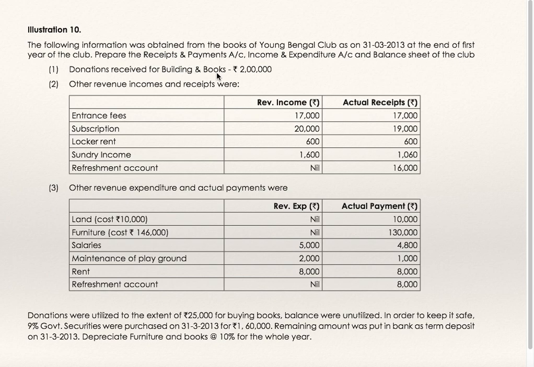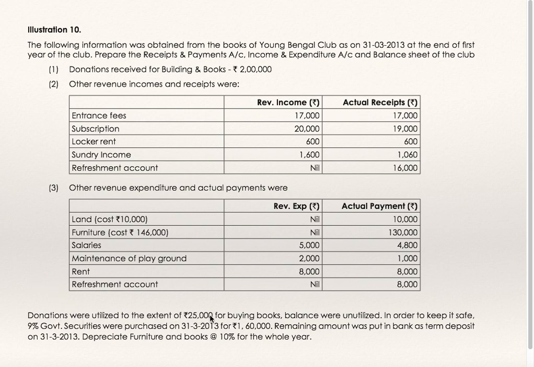Donation received for building and books. They have received 2 lakhs worth of donation. This is to be shown on the liability side as well as on the receipt side of the receipt payment account, but it will not be shown in the income expenditure account. Now they have given you revenue income, actual receipts, revenue expenditure, actual payments.